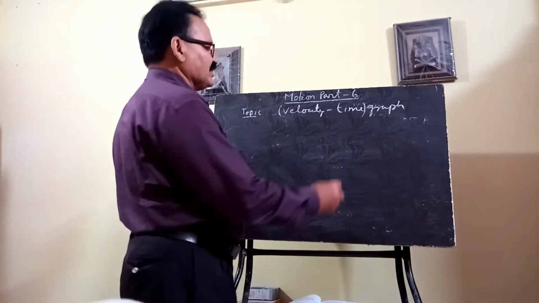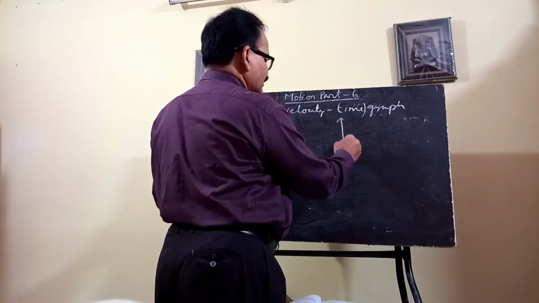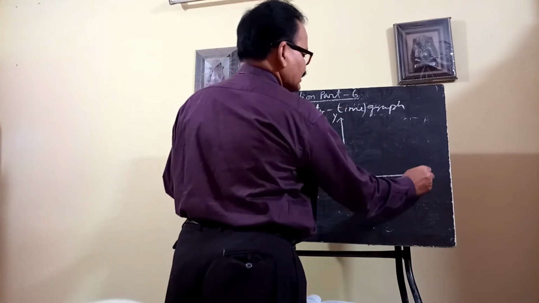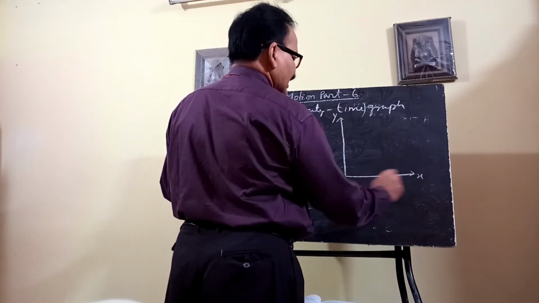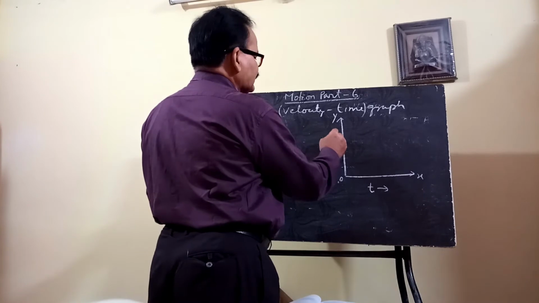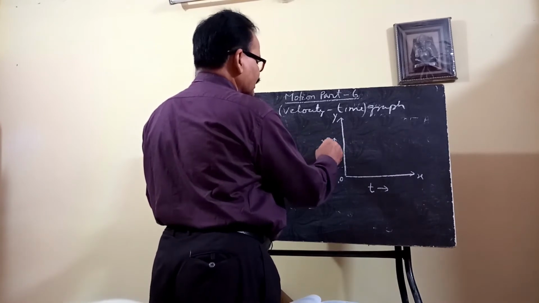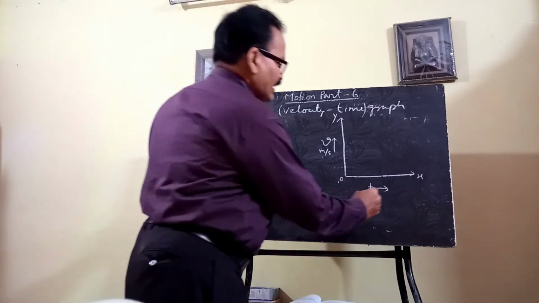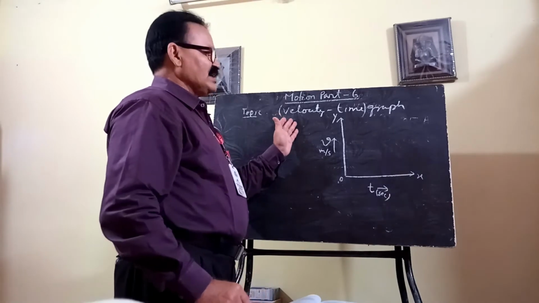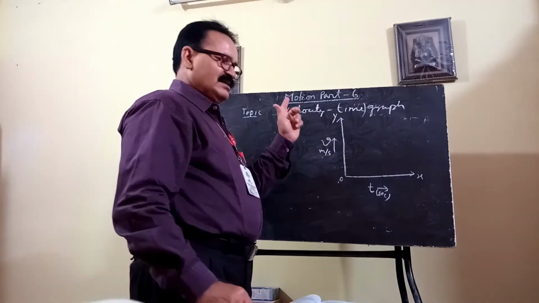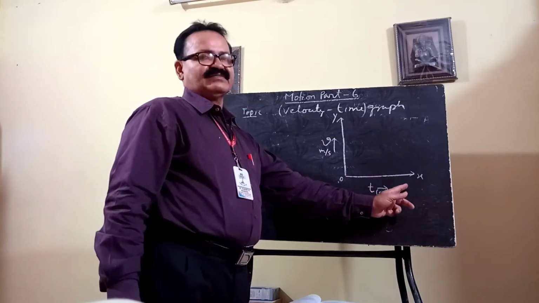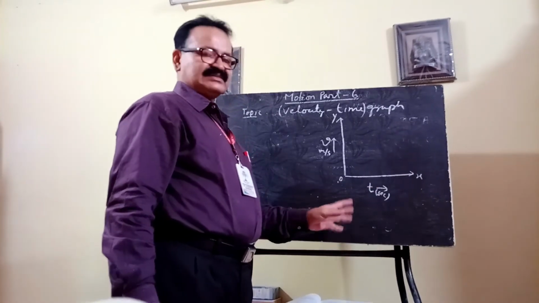In case of velocity time graph, velocity is to be plotted along the y-axis. This is your y-axis, this is your x-axis, this is the origin. X-axis represents the time, in seconds, and y-axis represents the velocity in meter per second. So in a velocity time graph, velocity is plotted along the y-axis with respect to the various time intervals. Time interval is plotted along the x-axis.